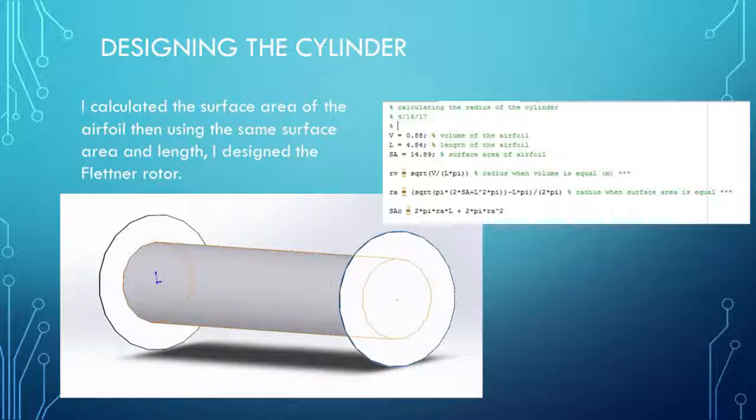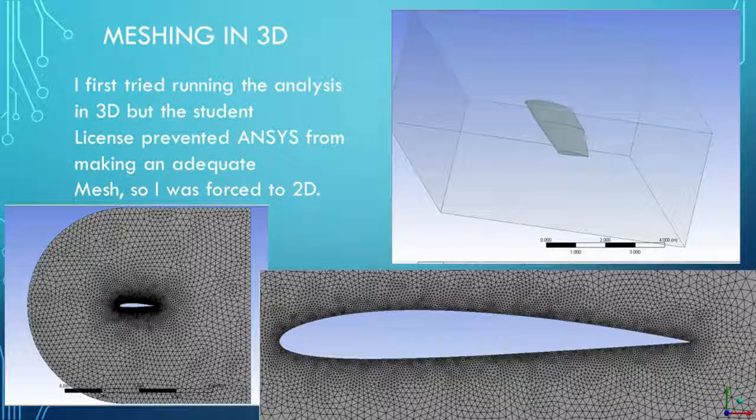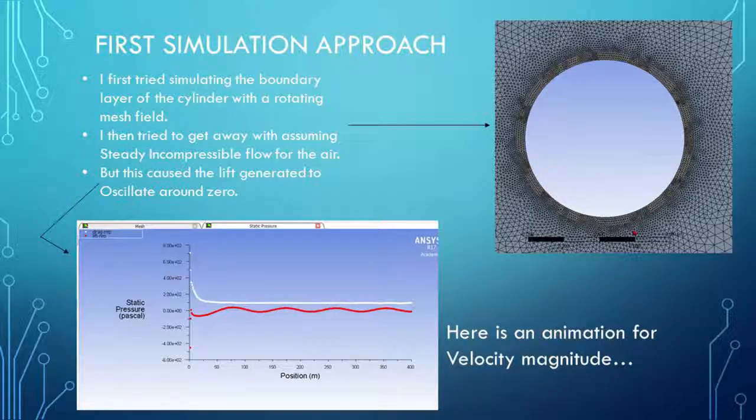I calculated the surface area of the airfoil, then using the same surface area and length, I designed the Flettner rotor. I first tried running the analysis in 3D, but the student license prevented ANSYS from making an adequate mesh, so I was forced to 2D. I first tried simulating the boundary layer of the cylinder with a rotating mesh field. I then tried to get away with assuming steady and compressible flow for the air. But this caused the lift generated to oscillate around zero.